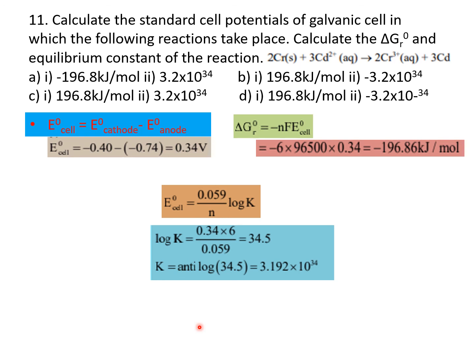So K is equal to antilog of 34.5. The value is equal to 3.192. What is the answer over here? 3.192, so 3.2. So the answer is A.